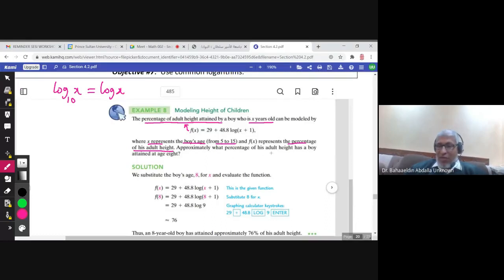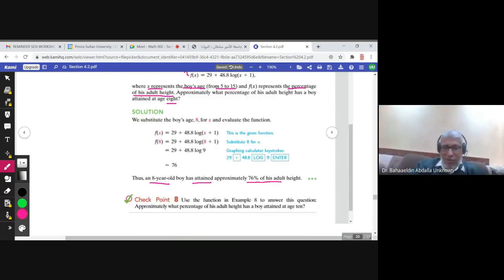What percentage of his adult height has a boy attained at age 8? That is, if your age is 8, what percentage of your adult height did you attain? You replace x by 8 and you find f of 8. The f of 8 by calculator is approximately 76. So when you are 8 years old, you attained 76% of your adult height. It remains 24% of your adult height.